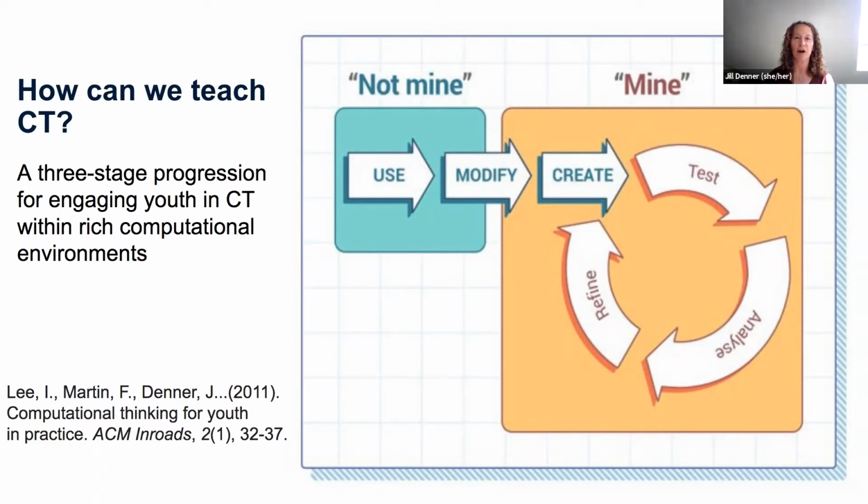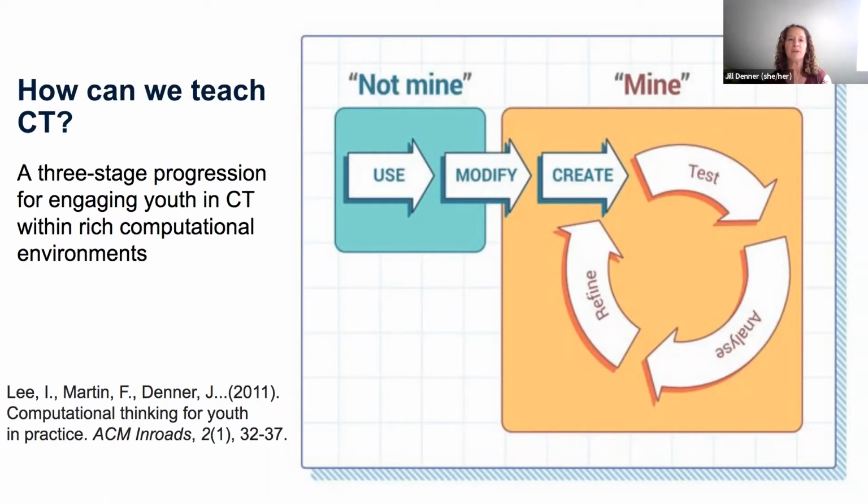Irene Lee was the lead author here. And my team used some early game programming systems that were out before Scratch got really popular, things like Alice and Kodu and Stagecast Creator. And we had students start out by using or following steps to replicate a program. And then we had them modify the code to make something different happen. And then we had them create their own computer games. And so in this way, we were using this cycle, this UMC cycle.